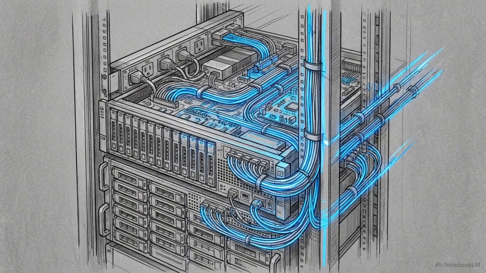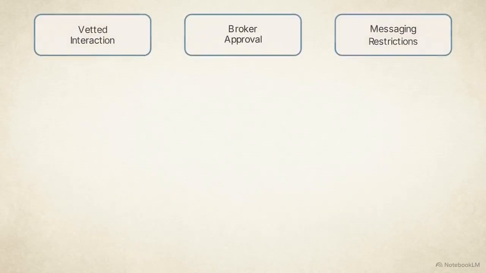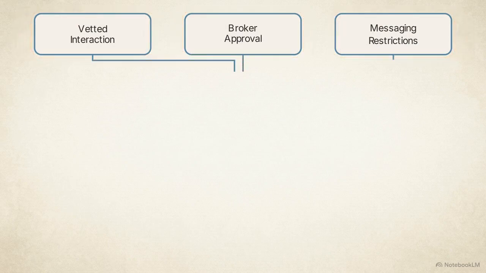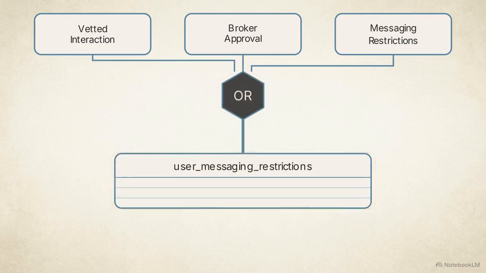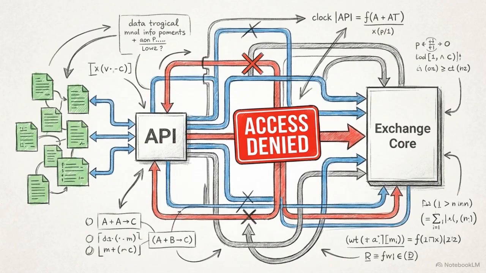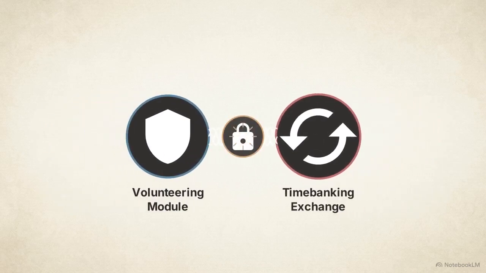The final architectural requirement addresses legal and behavioral safeguarding compliance. In this environment, physical safety must be a structural database constraint rather than a UI element. Onboarding triggers, such as requirements for vetted interaction, are captured by the system and merged downward via OR logic. The output of that logic feeds directly into the core user messaging restrictions table, locking specific data pathways at the database level. The API enforces these broker approvals at the schema layer before any messaging or exchange action can be processed. This tight coupling connects the isolated volunteering module directly to the core timebanking exchange system.